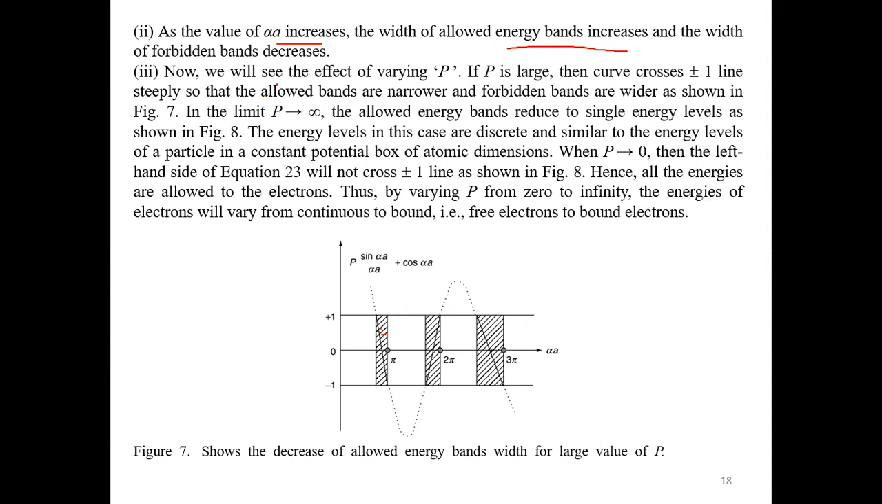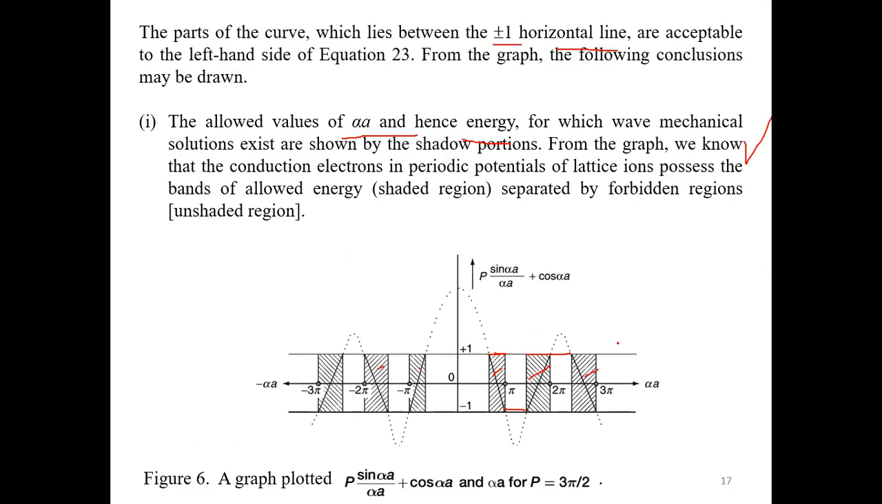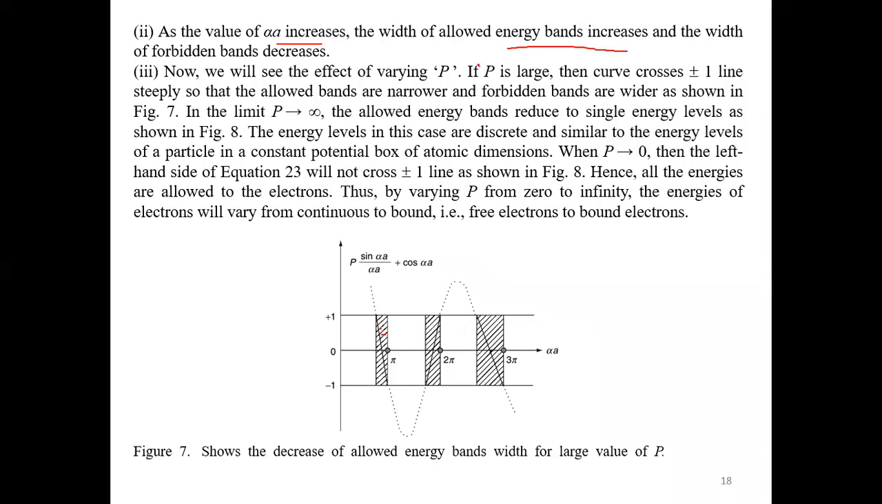Now you see the effect of varying P. This graph was chosen for a particular value of P, which is 3π/2, and if we increase the value of P, this is the effect. If P is large, then the curve crosses the ±1 line very steeply, so that the allowed bands are narrower and the forbidden bands are wider, according to this figure.